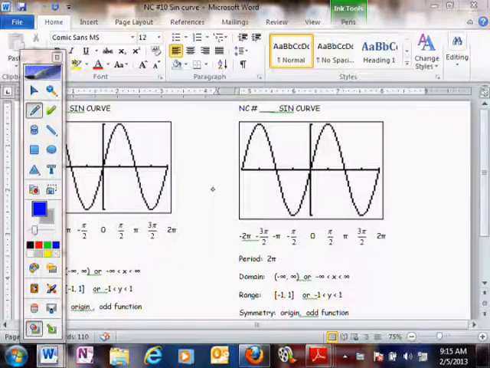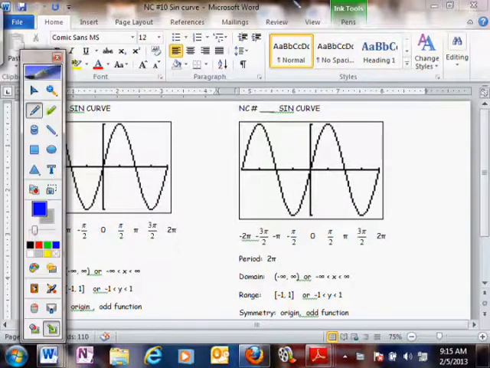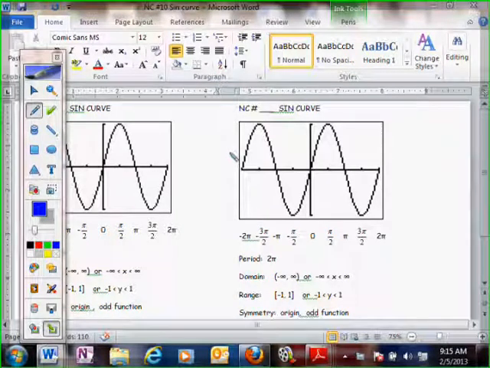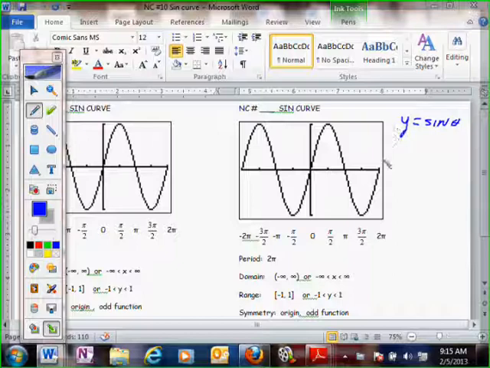Okay, so here we go. Let's talk about the sine curve. We have here a graph of the sine curve. And I will call this the parent sine curve because it's in its most basic form. This is just y equals sine theta, which means there's no shifts or stretches or anything going on with this curve at all. It's just your basic sine curve.